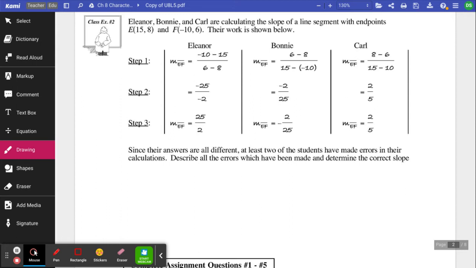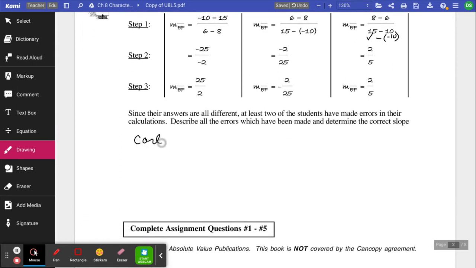He went 8, take away 6. That's y minus y, correct? And then on the bottom, he should have done what? 2. Oh, 15 is right, but he forgot to go minus and then put in the negative 10. You know what I'm saying? Yeah, so he's wrong. It's close. But that should have been a 15 on the bottom instead of a 5. Okay, so I'll write down here, Carl forgot the negative on the 10. That's what Carl did wrong.